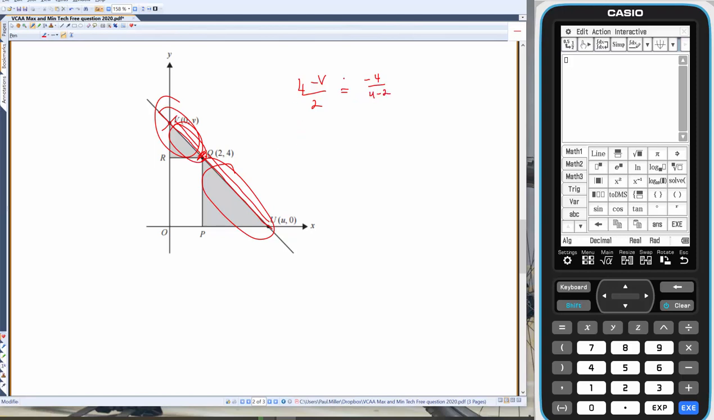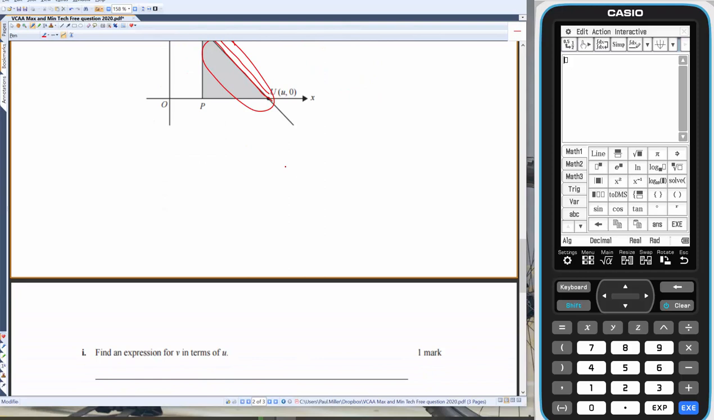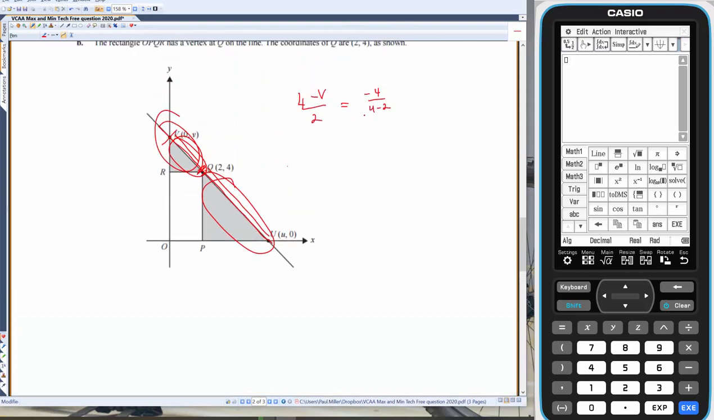And do you note here that what we've got is a V and a U in this equation? And so all I've got to do now is find an expression for V in terms of U, i.e. make V the subject. So 4 take V is equal to negative 8 over U take 2. So I've just multiplied both sides by 2. Negative V equals negative 8 over, it's U, not 4. U take 2, take 4, and V is equal to 8 over U take 2 plus 4. So there is my expression.